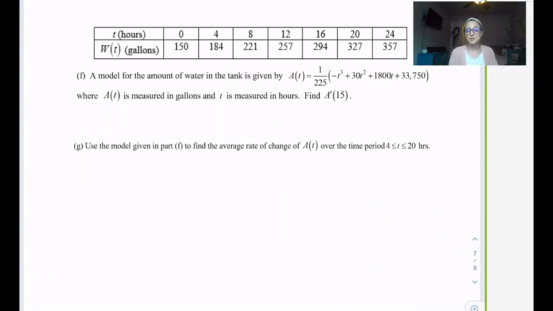All right. I'm going to force a pause on your screen. I would like for you to copy simply A of t. So part F says a model for the amount of water in the tank is given by A of t, where A is measured in gallons and t is measured in hours. Find A prime of 15. I'm going to use Desmos. Feel free to use an 84. If you use an 84, remember to get the derivative, you go to math 8 after typing in your function.